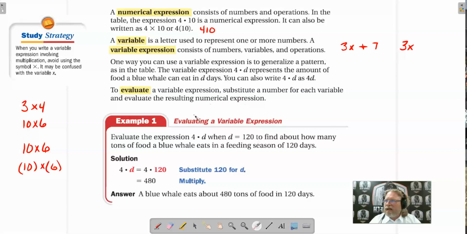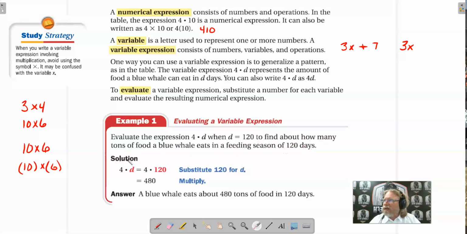So with that said, we have an example here in example 1, evaluating a variable expression. To evaluate the expression 4 times d, or like they said up here, 4d, when d equals 120, and remember d is the number of days, so we're talking about 120 days, to find about how many tons of food a blue whale eats in a feeding season of 120 days.